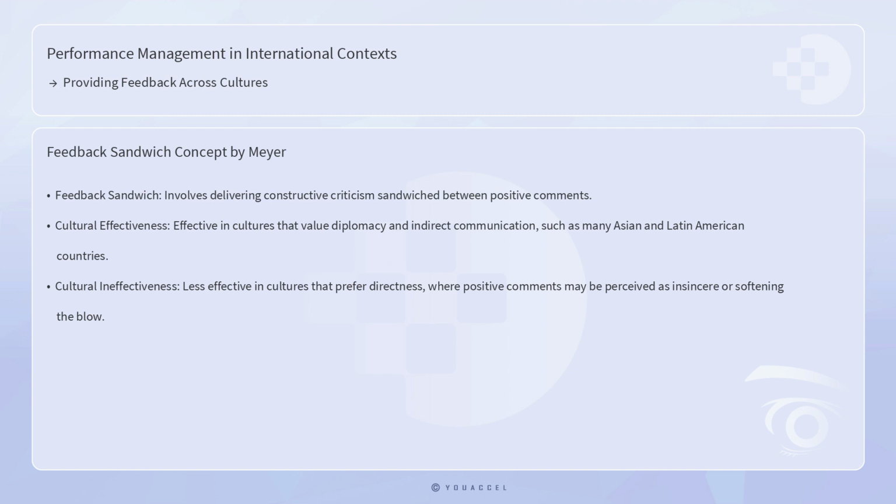A study by Meyer introduces the concept of the feedback sandwich, which involves delivering constructive criticism sandwiched between positive comments. This method is particularly effective in cultures that value diplomacy and indirect communication, such as many Asian and Latin American countries. However, it is less effective in cultures that prefer directness, where the positive comments may be perceived as insincere or as a way to soften the blow of the negative feedback.